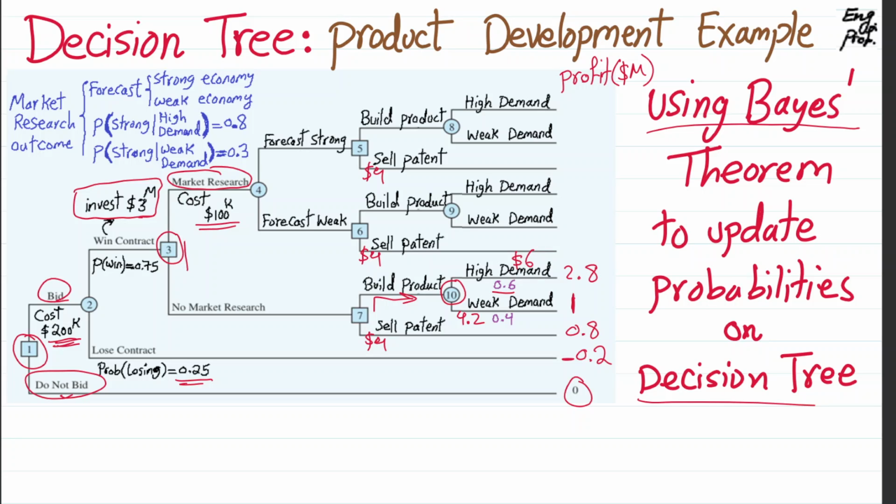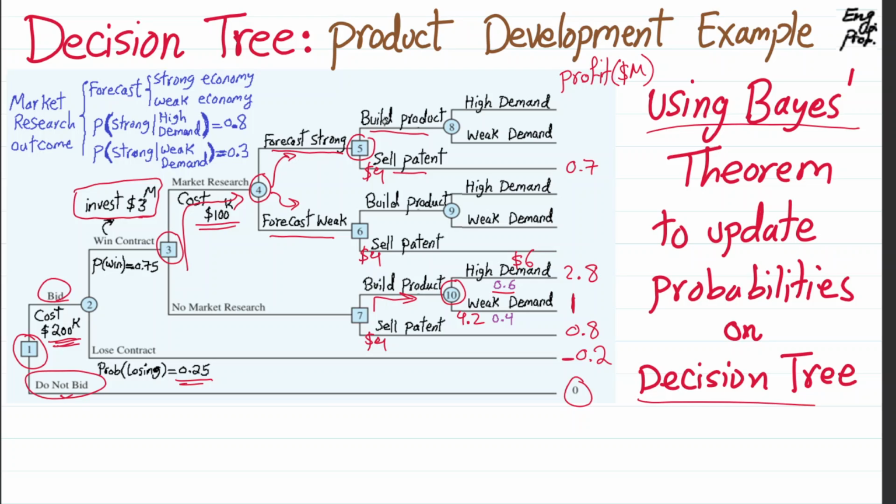Now, if we go to the upper branch here, meaning we do market research, then we get to chance node number 4, where two states of nature that are beyond our control come out. Either the market research result will forecast a strong economy or a weak economy, and if it is a strong economy, we get to decision node number 5. Either we build a product or we sell it. If we sell, again we get 4 million, but since we already spent $100,000, it would be 4 minus $3 million minus 100,000 minus 200,000. So we're going to get 0.7 million in payoff profit if we sell the IP at this point.